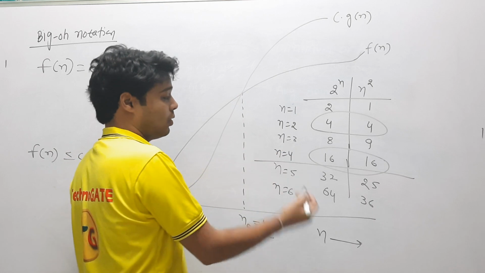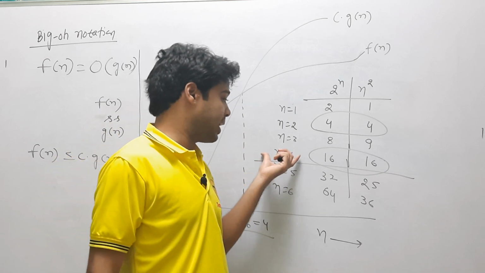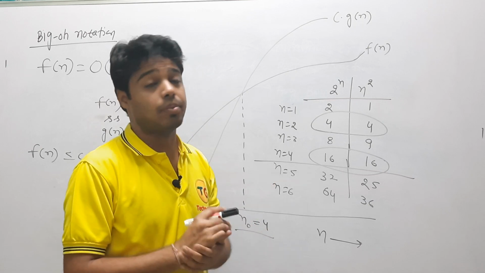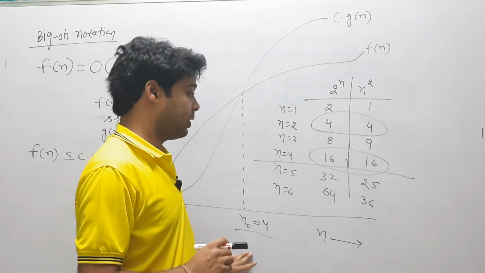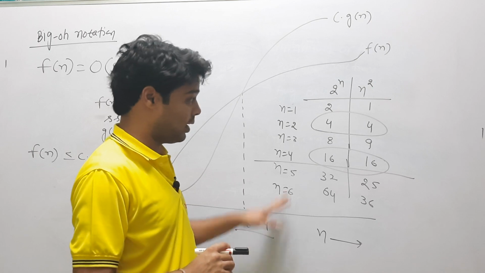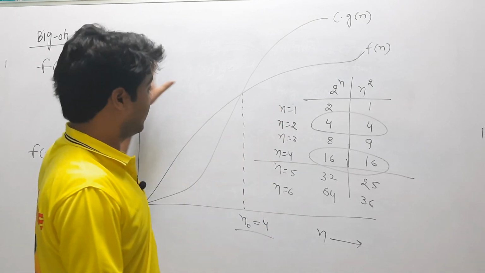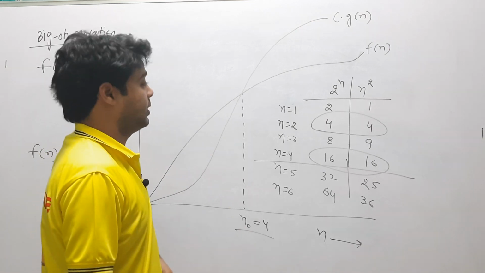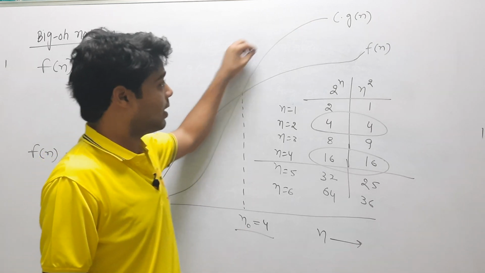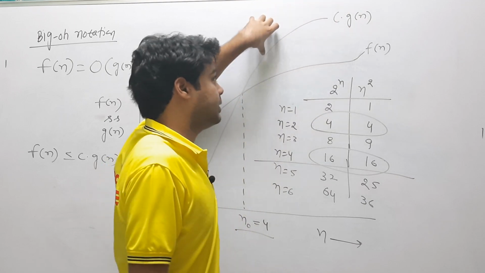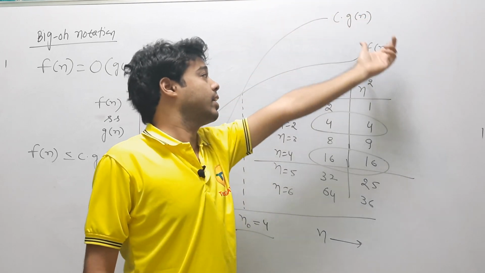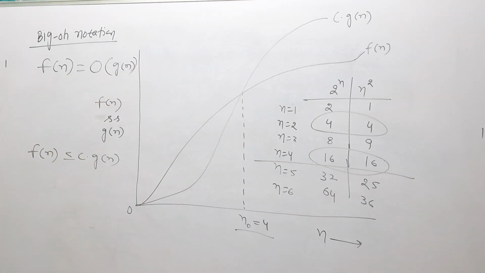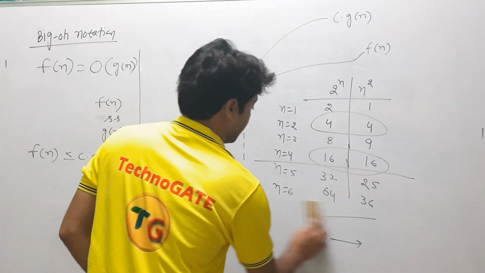So the last meeting point is 4. In the examination they can ask what is the last meeting point of these two functions. It is 4, so n0 is the meeting point. This is the asymptotic graph for the big O notation. After this point, the G(n) line will always be higher than F(n). Clear? Next one is the omega notation.